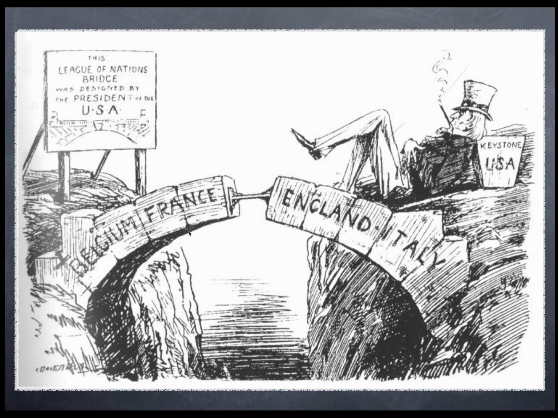Here's a cartoon, a British cartoon, which criticises the absence of the United States from the League of Nations. Here, the League of Nations is represented by a bridge. It says here, this League of Nations bridge was designed by the President of the United States. You can see Belgium's there, France is there, England's there, Italy there. But the keystone, and that's the most important part of the bridge in the middle. Without the keystone, the bridge will collapse. It cannot work. The keystone of the United States, again, the figure of Uncle Sam is used to represent the United States. The keystone is missing. So this cartoonist is saying the League of Nations cannot possibly work without the United States.